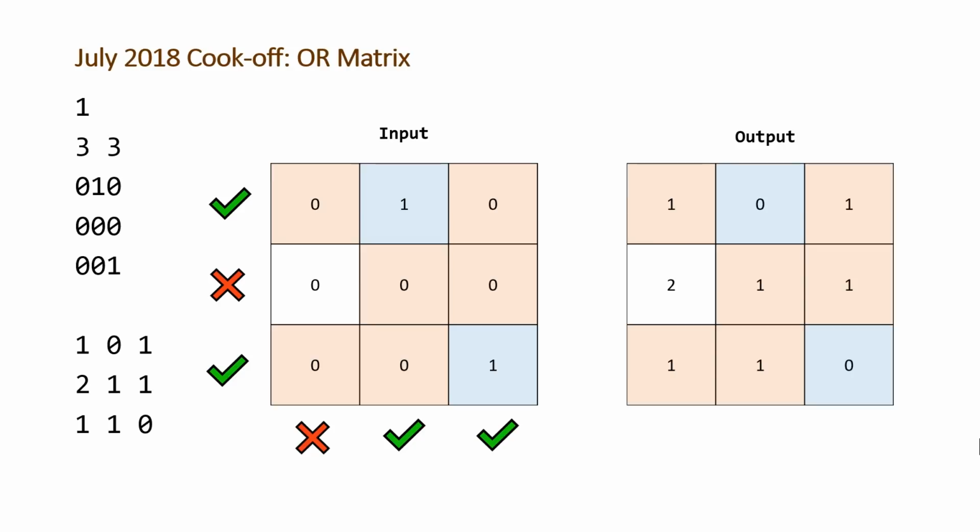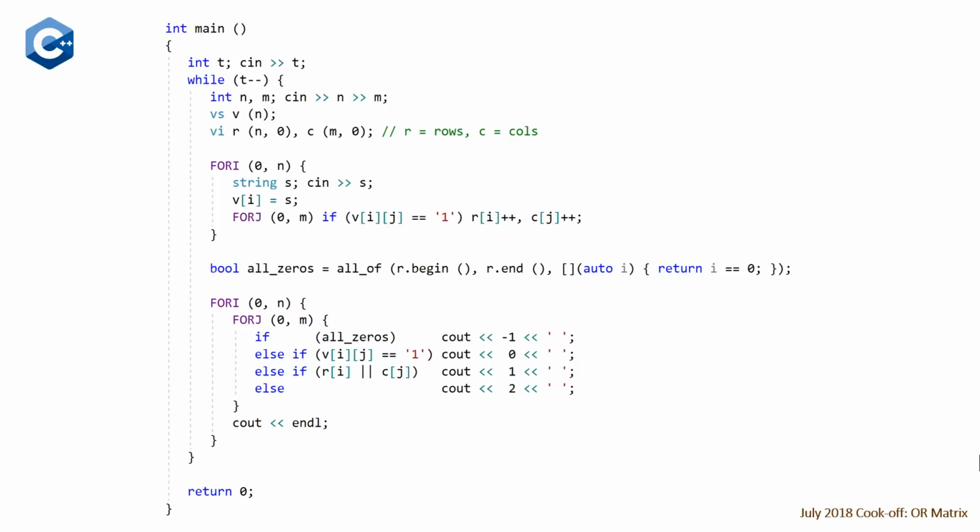So let's take a look at the code for this problem. So here's our code solution. At the top here, we're reading in T, the number of our test cases. Then we just have a while loop for our T test cases. And for each test case, we read in N and M. That's going to be the number of rows and columns.